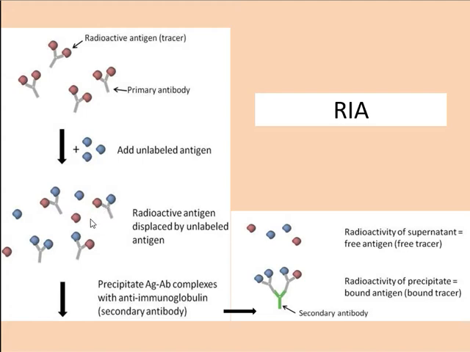So what will happen to the labeled antigen? The labeled antigen will be displaced and now it is free. It is displaced. Now here, if there was more antigen in the patient's sample, there would be more displacement. But if there was less antigen in the patient's sample, only a less amount of labeled antigen would be displaced. So whatever free labeled antigen you have after this procedure will give you a measure of the antigen in the sample.